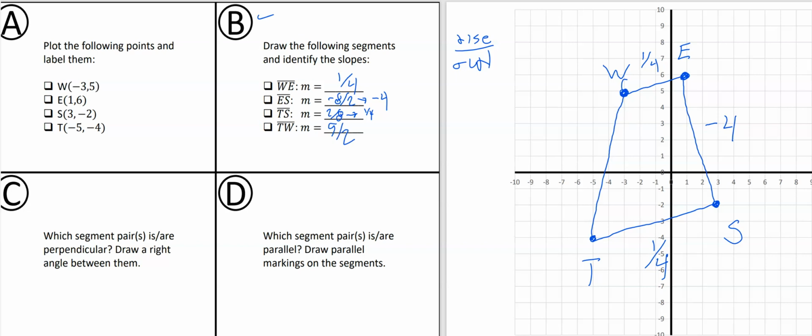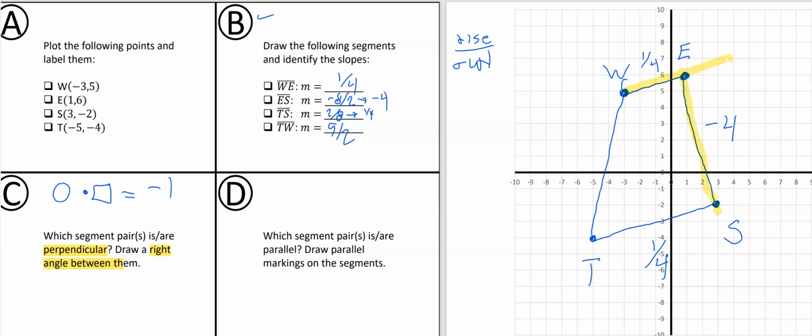Well, we want to know which segments appear to be perpendicular, right? And if it is, draw the right angle between them. Well, remember, perpendicular means that when I take the two slopes and I times them, the answer should always be -1 if they are in fact perpendicular. Well, looking at the picture here, it looks to me like WE and ES appear to be perpendicular.